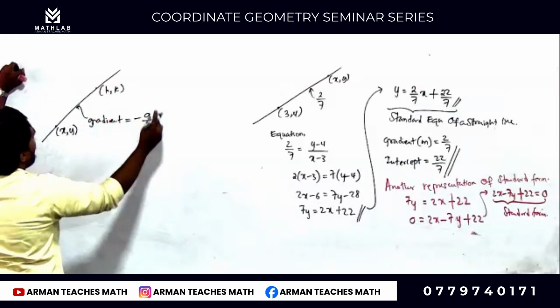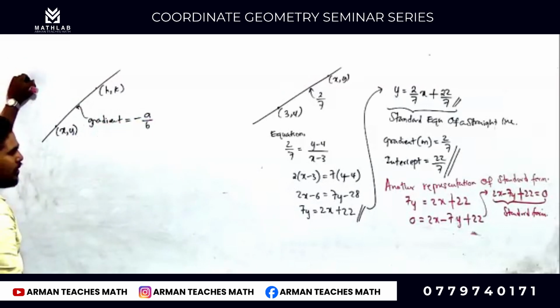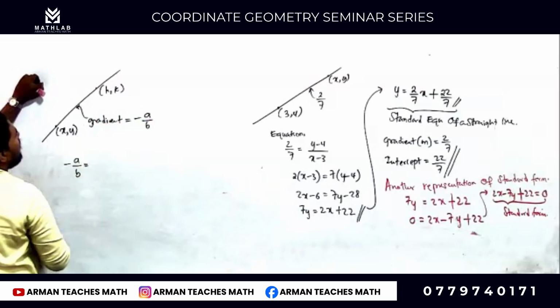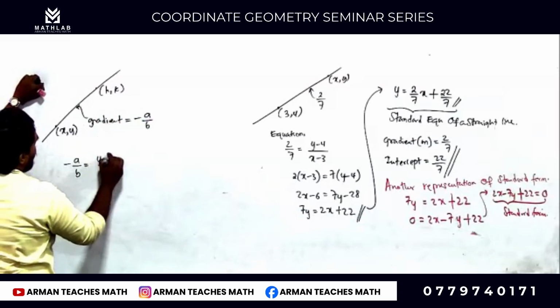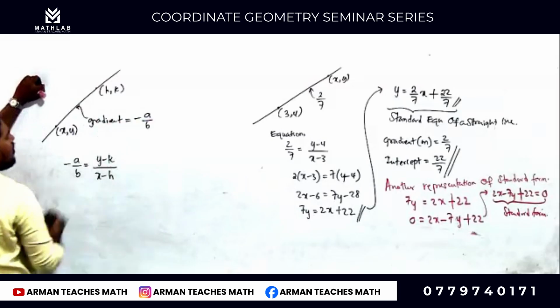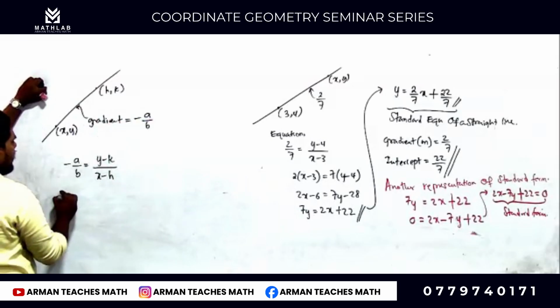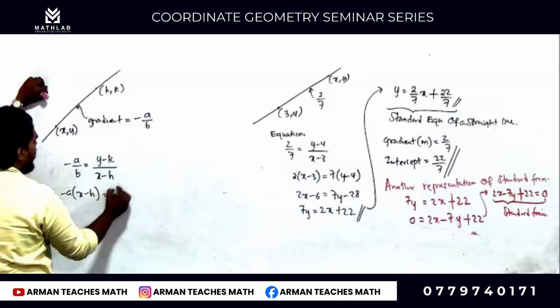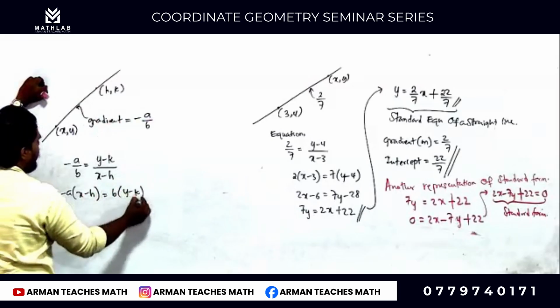Let's take it as minus a over b, just for understanding, okay? So the gradient is equal to the difference of y coordinates divided by the difference of x coordinates. Do cross multiplication. Minus a times x minus h is equal to b times y minus k.